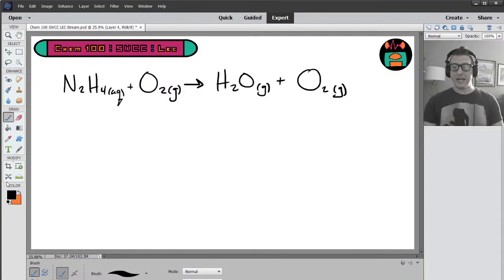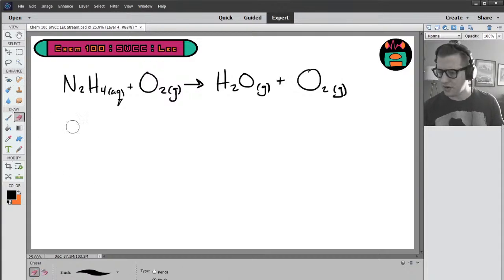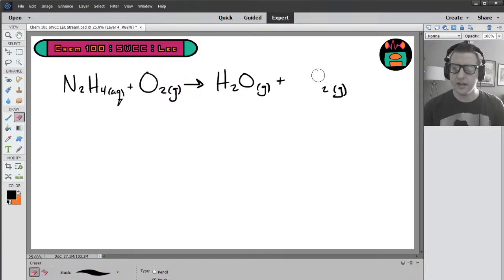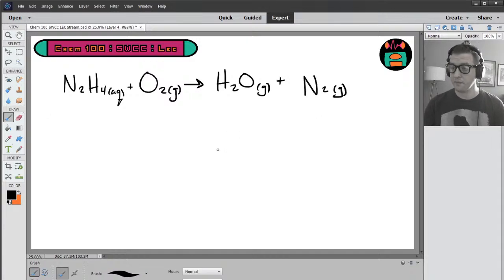All right, so let's go ahead and, hang on. I was clearly distracted. O2 is a reactant in this reaction, not a product. Sorry. The product should be nitrogen, N2. All right, so let's go ahead and balance this chemical equation.